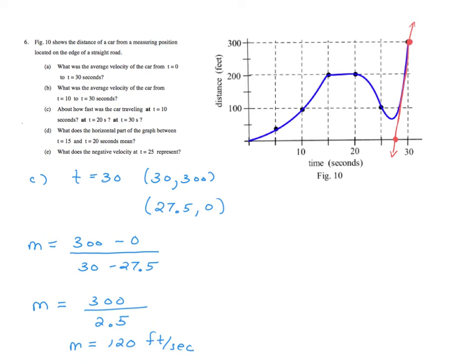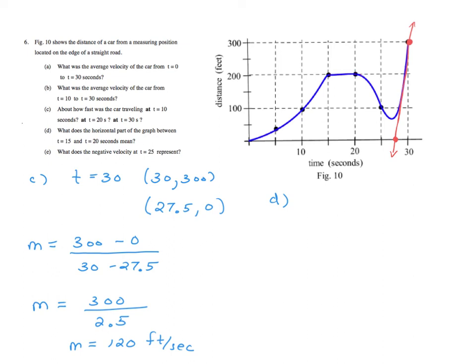Okay, there are a couple of final parts to this problem. If we look at part D, it asks, what does the horizontal part of the graph between 15 and 20 seconds mean? I think I addressed this earlier, but this tells you how far your car is away from a given spot on a straight road. And between 15 and 20 seconds, the car didn't move. It stayed put. It didn't travel further away. So that would be a reasonable answer.